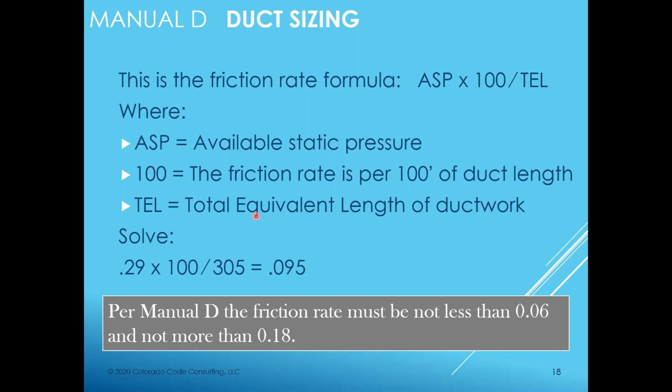So essentially what we do here is just math, right? We have our available static pressure, which is our 0.29. The friction rate is always done in 100 feet of duct. That's where all the tables are set up. And then total equivalent length is at 305. So we got 0.29 times 100 divided by 305 gives us this 0.095, which, amazingly enough, is between a 0.06 and a 0.18. Is it not? Yes, that's a good thing.